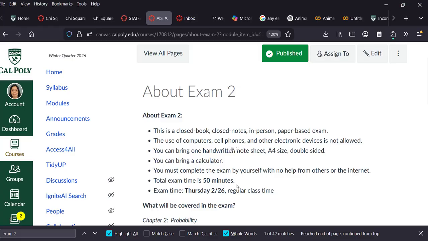Exam is just in class and no computer, no cell phone, and also no Meta glasses. Okay, cannot use that.